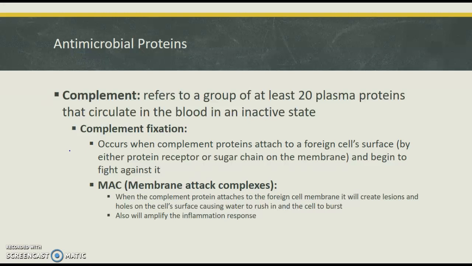And once they attach onto that cell's surface, they create what's called a MAC, or a membrane attack complex. And I think this is super interesting. What they do is they attach onto the foreign cell's membrane, and they literally poke holes in the cell that allow water to rush in to the point that the cell actually just explodes. So you're literally exploding a foreign invader cell by allowing water to rush into it. And in doing so, this helps to amplify what we're going to talk about in a little bit called the inflammation response.